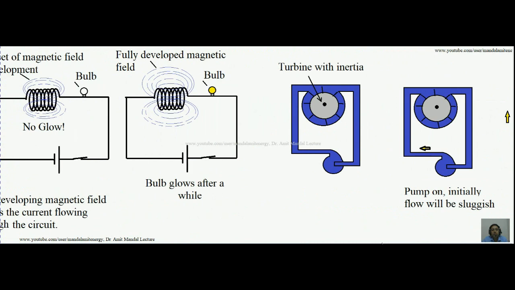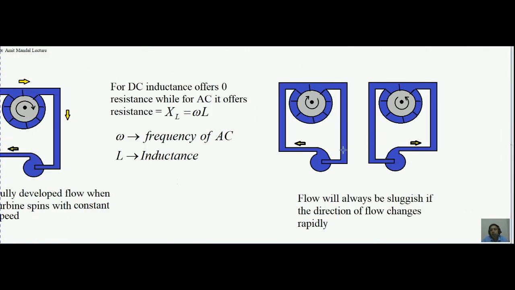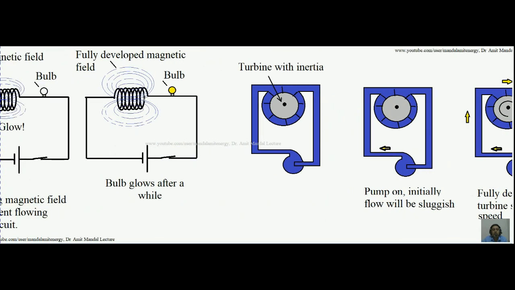So what happens in AC? The polarity of this power source will change, sometimes plus and minus, and then minus and plus, like this. So in case I am rapidly changing the direction of flow, sometimes from right to left and then left to right, in that case, what will happen? Sometimes this turbine is moving in a clockwise direction, then anti-clockwise. So ultimately it will never gain full speed. So full flow of water will not take place. So for AC, the inductance offers high resistance. However, for DC, there is zero resistance.